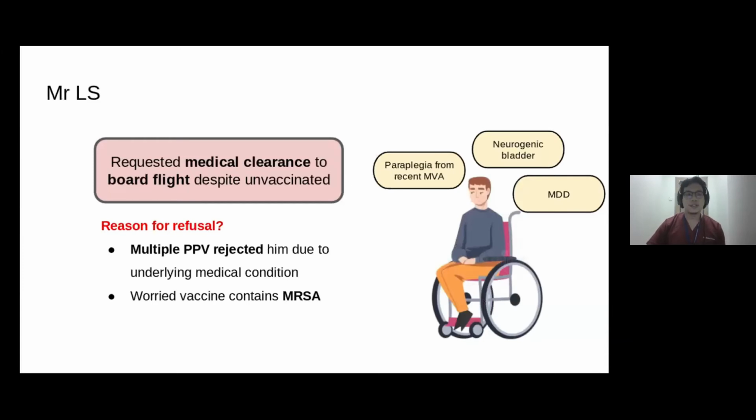At the same time, he also worried that the vaccine might contain MRSA. The reason he was worried is that when he was admitted because of the MVA, he contracted MRSA and also had a prolonged hospital stay. But when we asked further, he actually has no medical contraindication for vaccination.